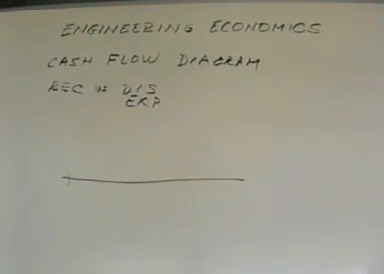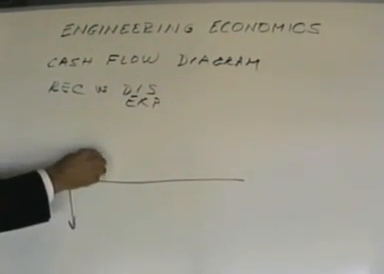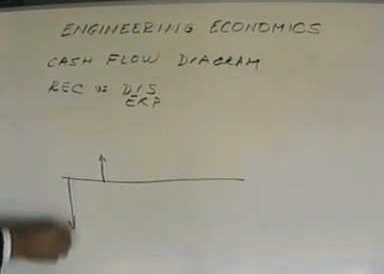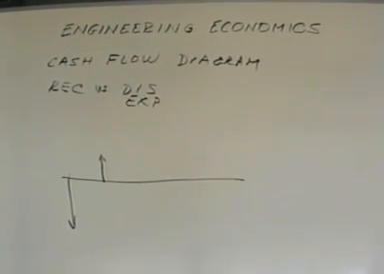The agreement is, in order to do a cash flow diagram, whenever money goes out and we lose it, it appears as an arrow going down. When money comes in, it's an arrow going up. And the length of the arrow is proportional to the amount of money. So there's some kind of a scale involved in terms of dollars per inch or dollars per centimeter.